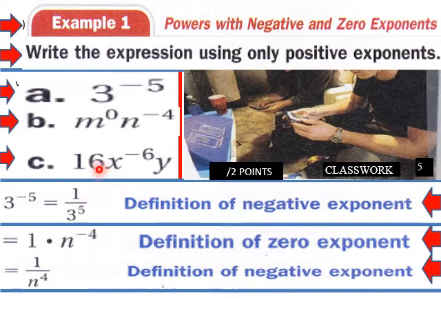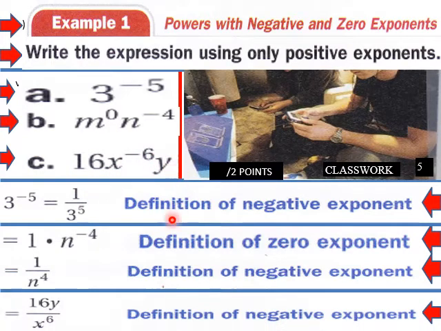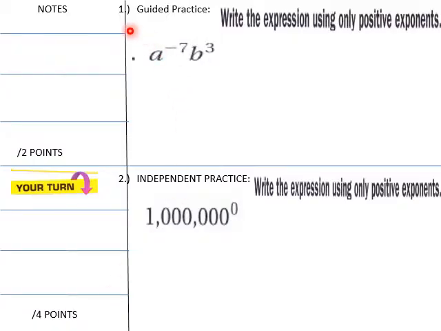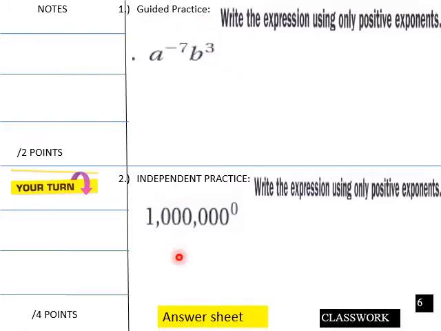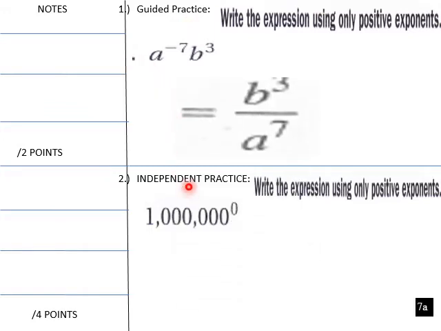And then for c, we have 16x to the negative 6 y. And then this becomes 16y over x to the 6th power, because y has a positive exponent of 1. Now, for our first guided practice, students, pay attention here so you can do yours. It would be b to the 3rd power over a to the 7th. This is a negative 7, so you have to flip it, and it becomes a to the positive 7 in the denominator.